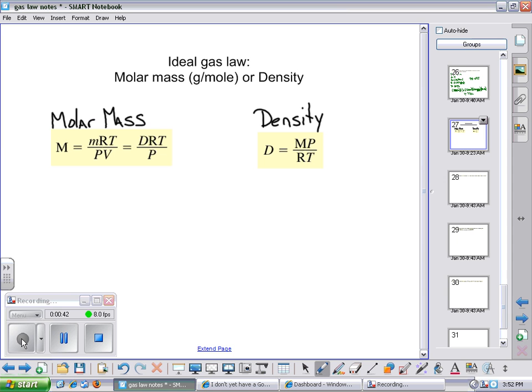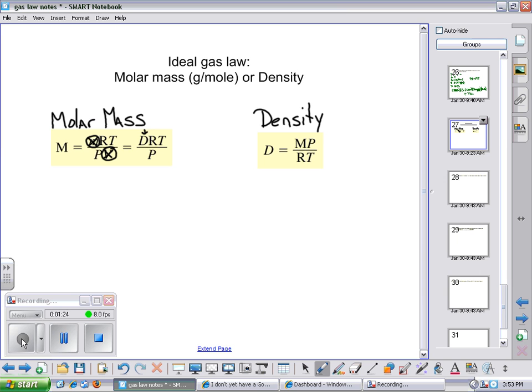So in this first equation for molar mass, you can take the mass times the R value times the temperature and divide all of that by the pressure and volume. Mass divided by volume is density, so you can eliminate those two and substitute D in there for density. So you could have density times the R value times the temperature, divide all that by the pressure, and that will give you the molar mass. We call this the kitty cat equation because it's dirt over P.